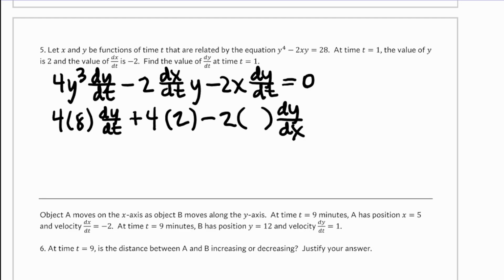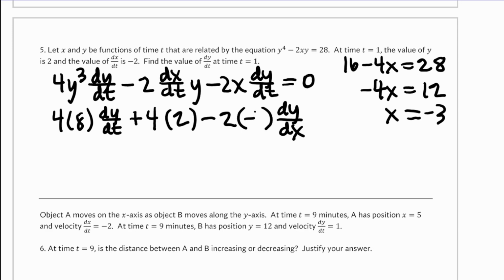Okay, so I need to go back to the original equation and figure out what the x-coordinate is when y is 2. So I'm going to plug in y equals 2 into the original equation that relates x and y. So 2 to the 4 is 16, minus 2xy would be minus 4x, that equals 28. Alright, so that means -4x would equal 12, and x would be -3. Dx, that's supposed to be dy dt.